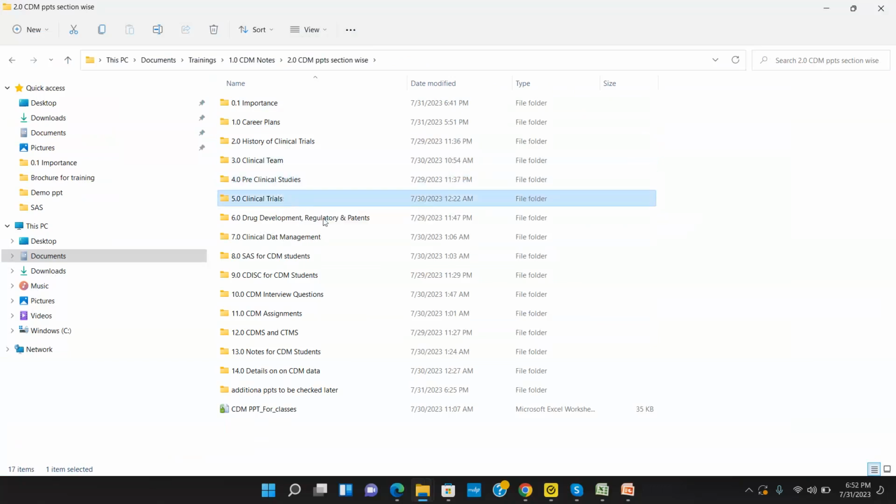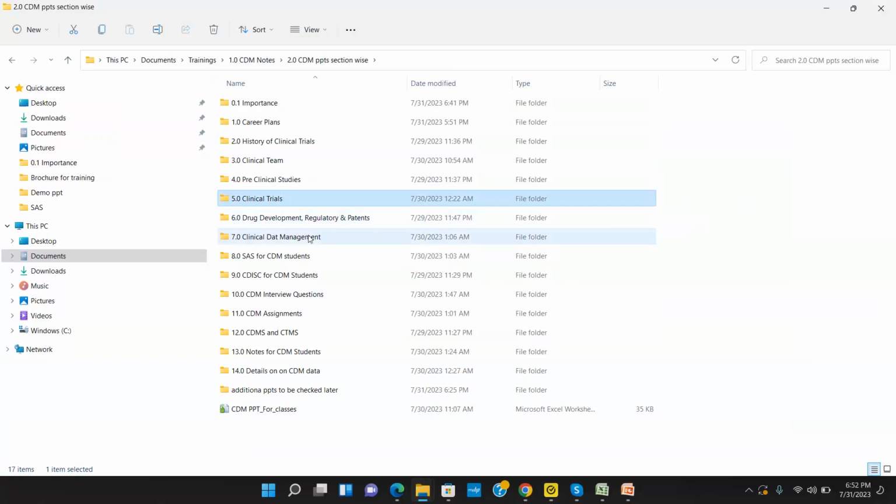To administer a drug, we require drug development. Drug development is one of the basic fundamental principles a clinical data manager is required to understand. So I am going to discuss the drug development process, the regulatory filing process, and patents very briefly. Coming to the main topic, here it is clinical data management activities.